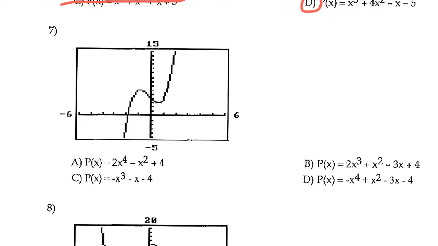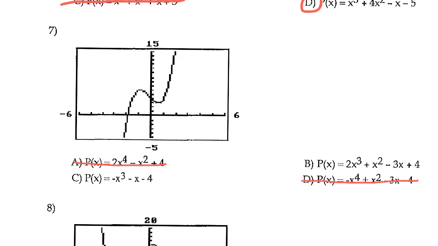Okay, so if we look at the dominant term here on A, it's even, which means the ends should go the same way, and these ends do not go the same way. So it is not A. If we look at the dominant term of D, it is even, they should go the same way. It is negative, they should both go down. These ends do not both go down, so it is not D.